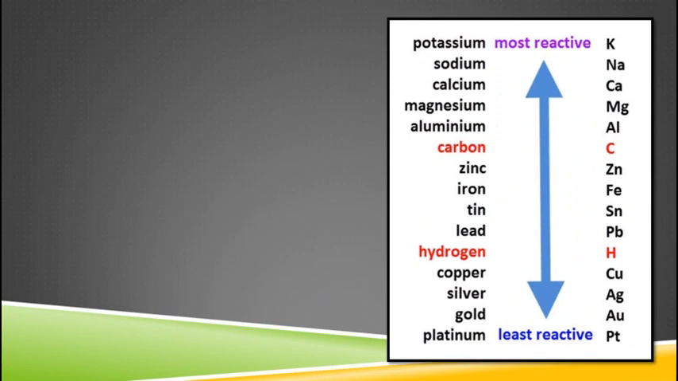So students, here you can see the metals, that is potassium, sodium, calcium. Potassium is a highly reactive metal, then sodium, then calcium. As we go downwards in the series, the reactivity of the metals decreases. Platinum is the least reactive metal, and sodium, potassium, calcium are the highly reactive metals.